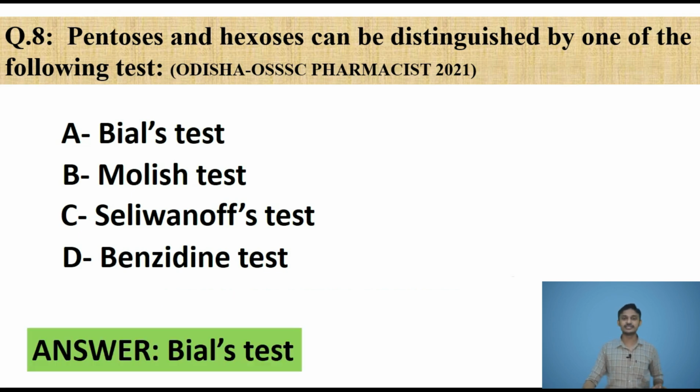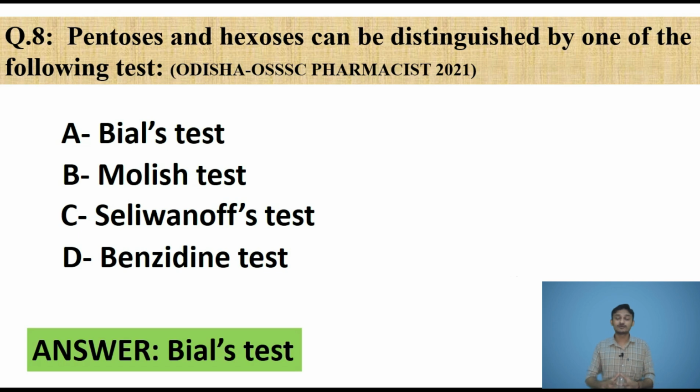The correct answer for this question is option A, Bial's test. Pentoses and hexoses can be distinguished by Bial's test. Before going to the Molisch test, we should know what is pentose and what is hexose. Pentoses are carbohydrates which have 5 carbons, and hexoses are carbohydrate molecules which have 6 carbons. Penta means 5, hexa means 6. So pentoses and hexoses can be distinguished based on Bial's test.